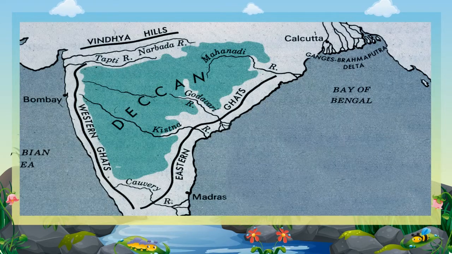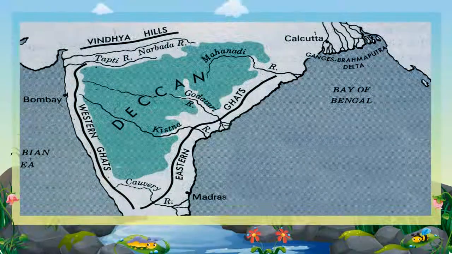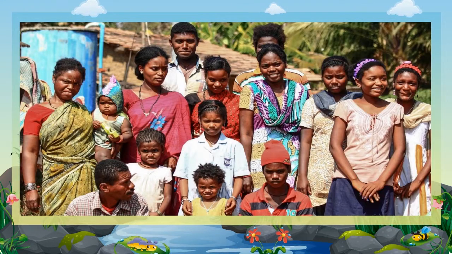The Deccan Plateau looks like a triangle in shape. The plateau is surrounded by hills and extends over 8 states of the country. The Deccan Plateau is also rich in minerals. Many tribes of India live in this region of the country.